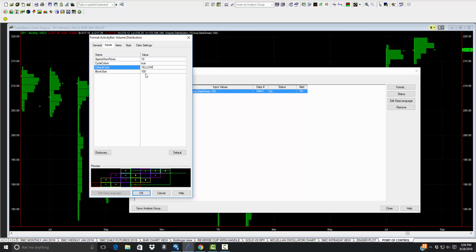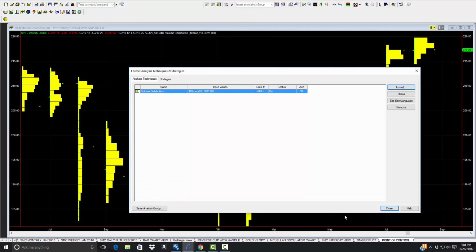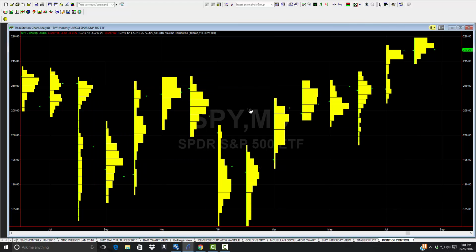And this is a block size of 100 shares. If we wanted to make it 1,000 shares, we could do that too, but we'll leave it at 100. And that's more or less it. You can do some other fancy things. If you're trading futures, you can adjust the prices on the right hand side to reflect the minimum tick movement.